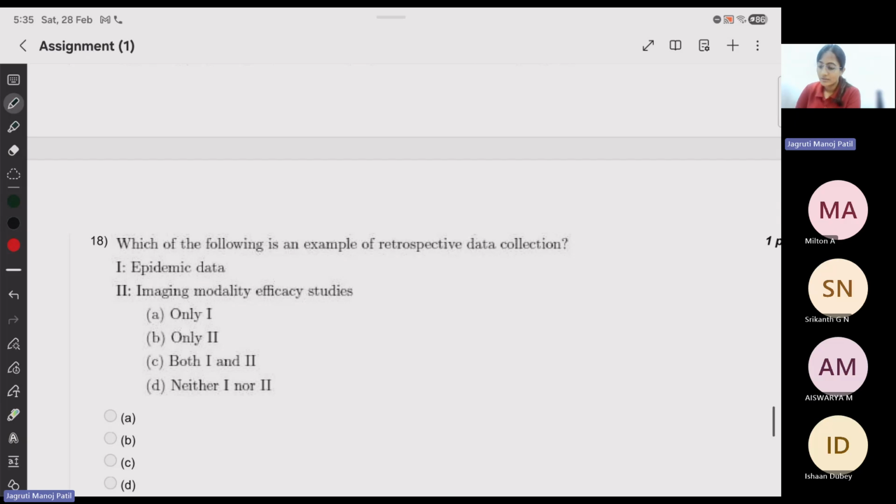If you have retrospective data, which one of the following falls here? Is it epidemic data or imaging modality efficacy based studies? In either of the points, epidemic data is always available because there was an epidemic at some point, so that happened. That is retrospective data collection. Retro is something which happened already, not prospective, not from t equals 0 now. And then imaging modality efficacy studies are something they already know, trying to see if it would be efficient. So in this case, which answer would it be? Both options.